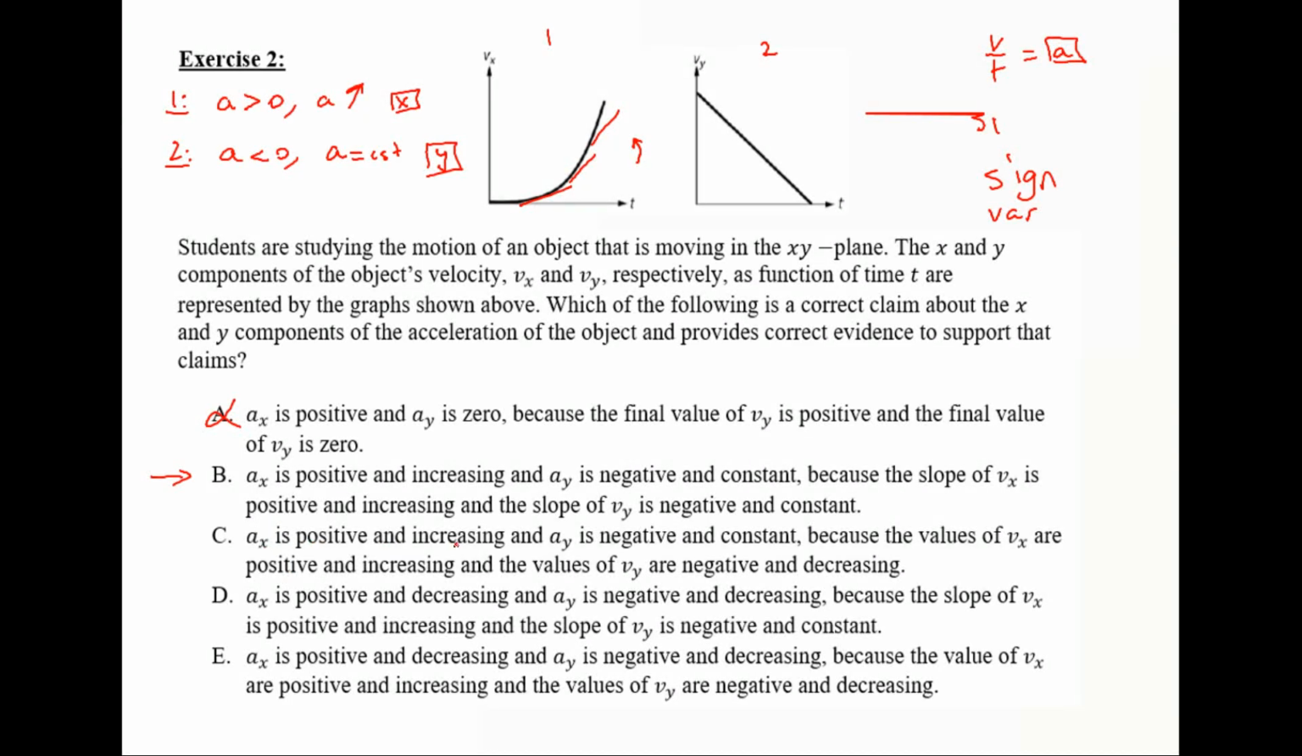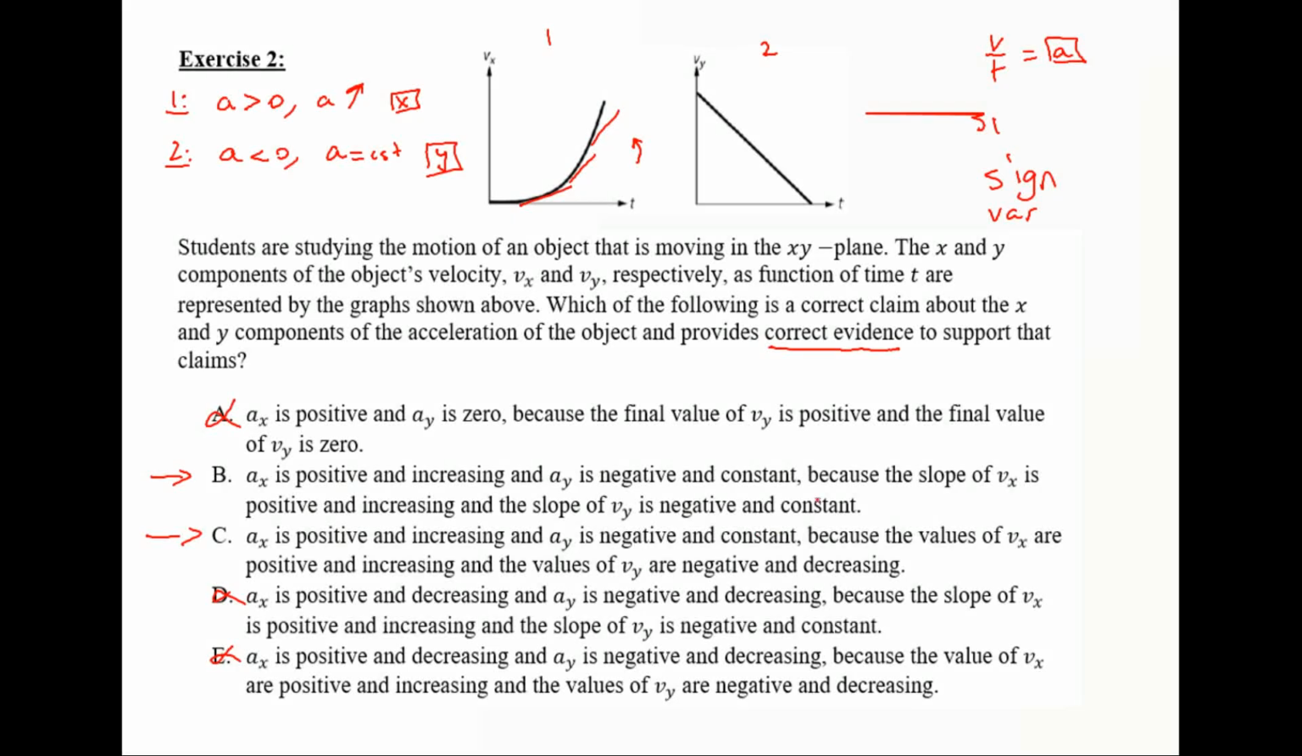C, AX is positive and increasing and AY is negative and constant, which is the same, so we're gonna look at C. D, AX is positive and decreasing, this is wrong. However, between the statements or choices, we need to choose the correct answer with the correct evidence, because for the two statements the evidence will change.